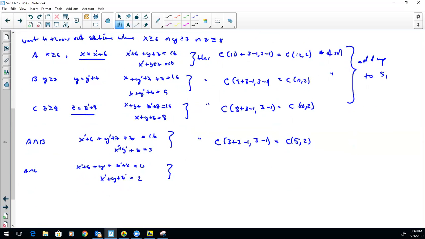So this corresponds to C of 2 plus 3 minus 1, 3 minus 1, equals C of 4 comma 2. And then we have B and C. So we want to throw out the solutions where y is greater than or equal to 7 and z is greater than or equal to 8. In this case, x I'm not worried about.